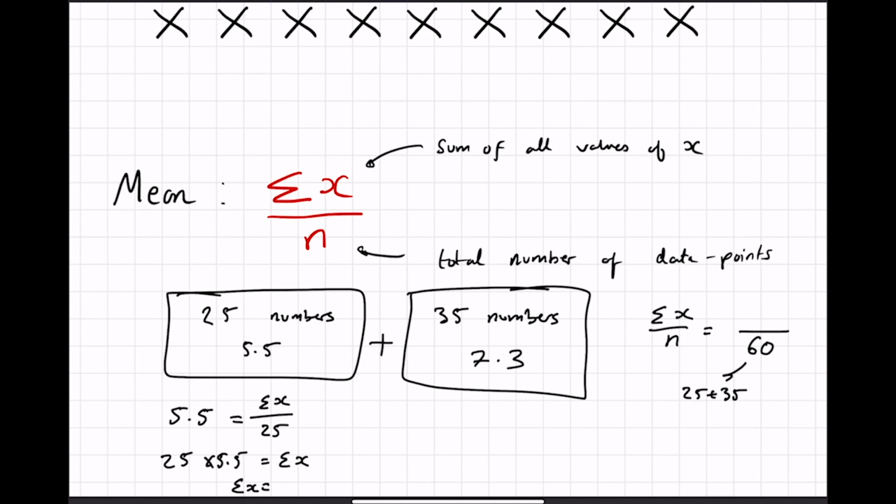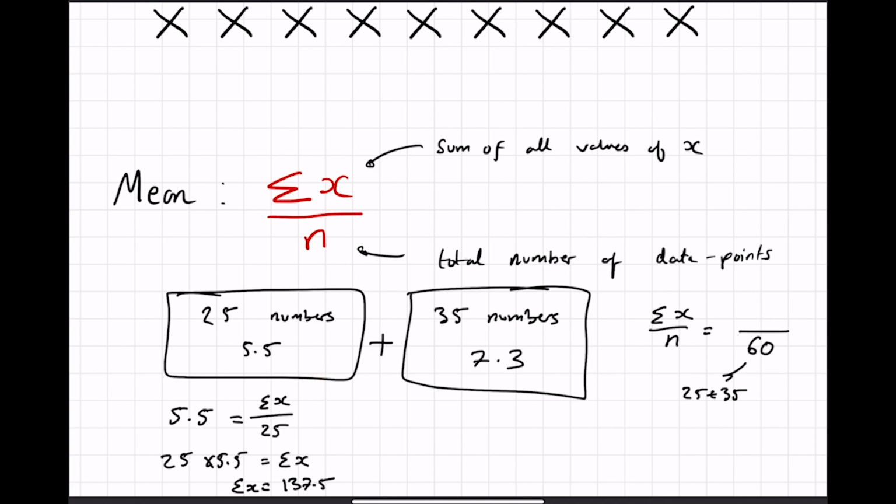Let me take out my calculator and calculate 25 times 5.5. That is equal to 137.5. So that's the sum of all these numbers. And it makes sense, because it's saying that I've got 25 numbers and each of those numbers is 5.5, so I'm just seeing what the total is.